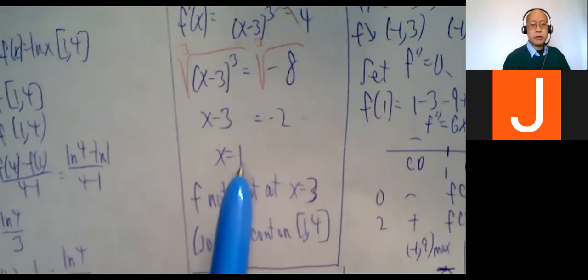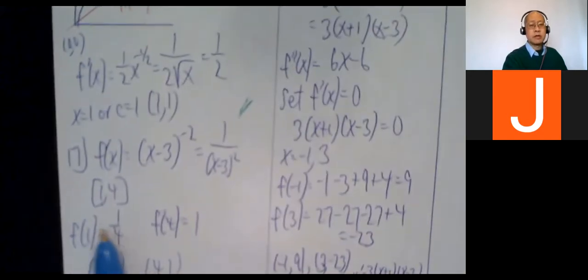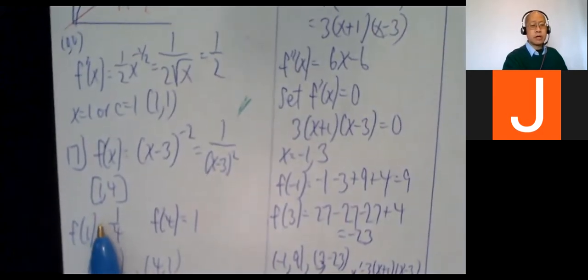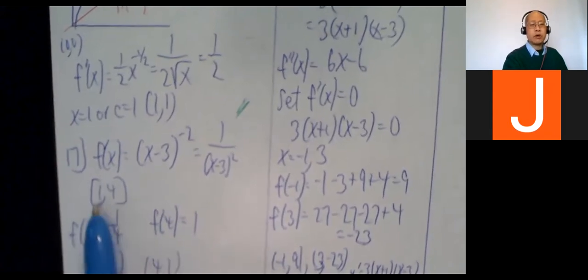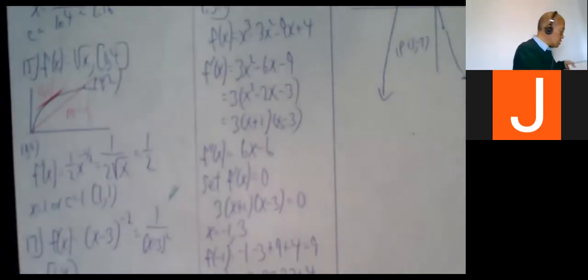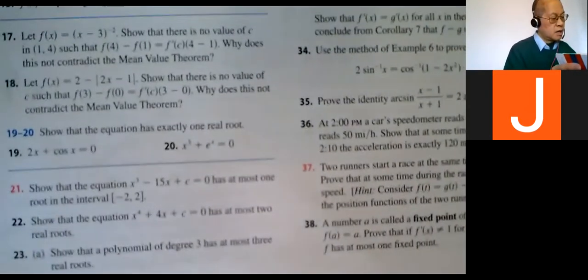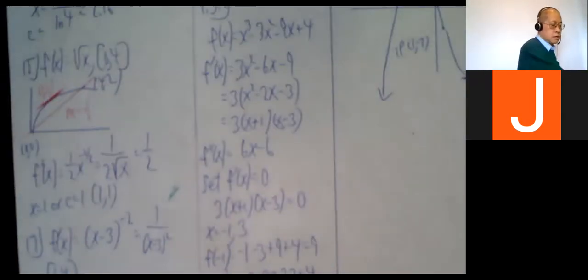x equals 1. Okay, 1 is not strictly speaking between 1 and 4. It's one of the endpoints. So in other words, there is no c strictly between 1 and 4 such that the derivative comes out to be 1/4. Okay, then the question asked, why does it not contradict the mean value theorem? Question 17. Why is there no contradiction?